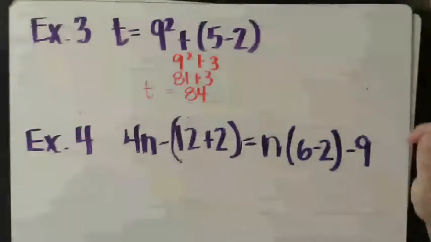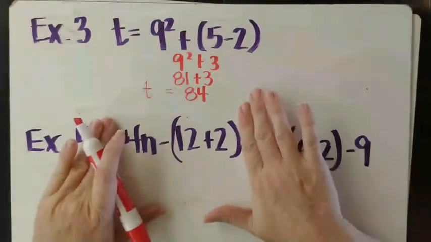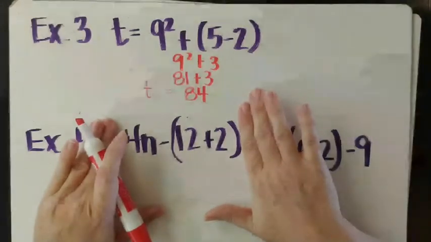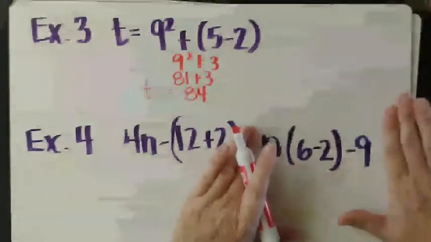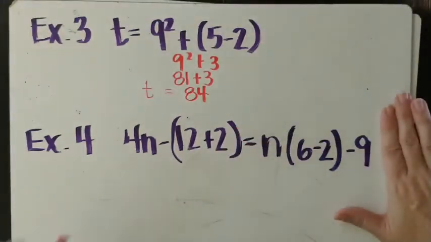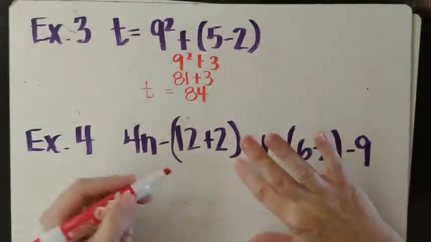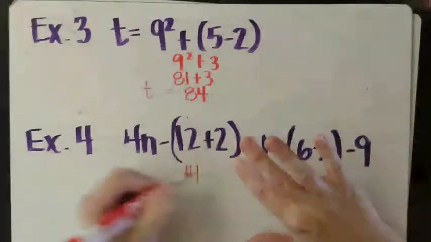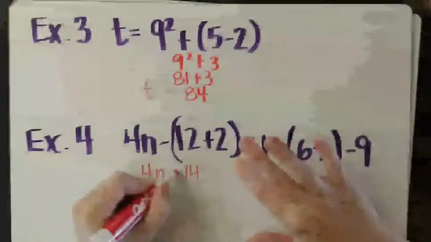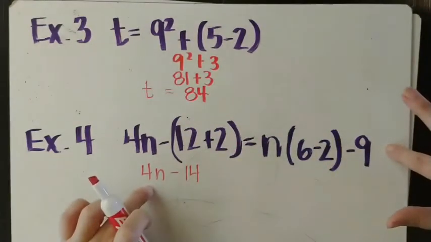Now let's look at example 4. We have an expression on the left side of our equation that we need to simplify, and we have an expression on the right side of our equation that we need to simplify. So let's go ahead and get started. First of all, we need to do what's inside parentheses, so this becomes 14. If you would like to go ahead and move on to the other side, we can see that this one is simplified. You cannot combine these.